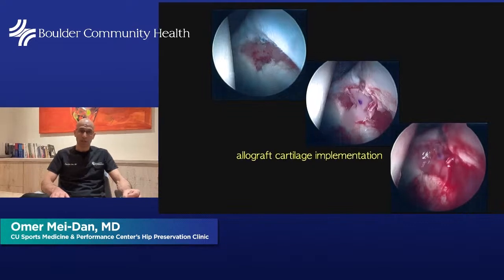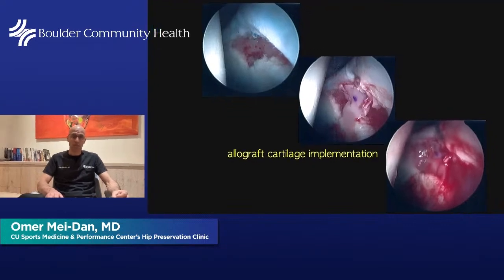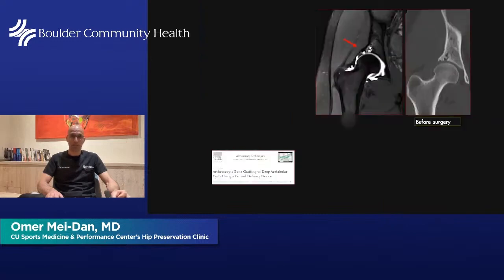Sometimes when the cartilage is not good enough and we cannot trust the stem cells, we may add allograft cartilage, and we're going to implement that and add some fibrin glue on top of it to keep it in place. And that would grow and mimic more the cartilage we were born with, but it's a much more complicated procedure.